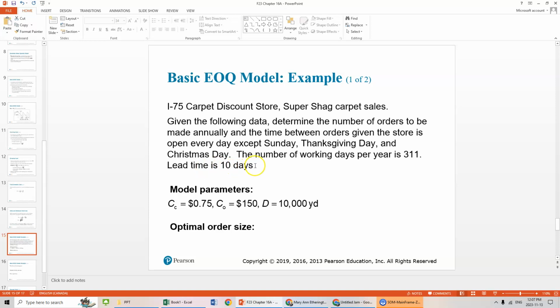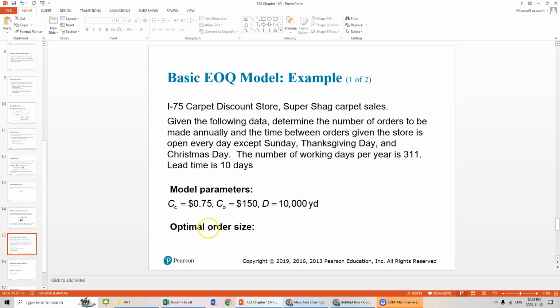Lead time is 10 days, and we'll need to know that when we calculate the reorder point. If it takes 10 days for inventory to arrive, we need to know at what point of our inventory we have enough inventory to last 10 days in order for new inventory to be received just as we need it. So the model parameters: the carrying cost is 75 cents per item, ordering cost is $150 per order, and the annual demand is 10,000 yards.